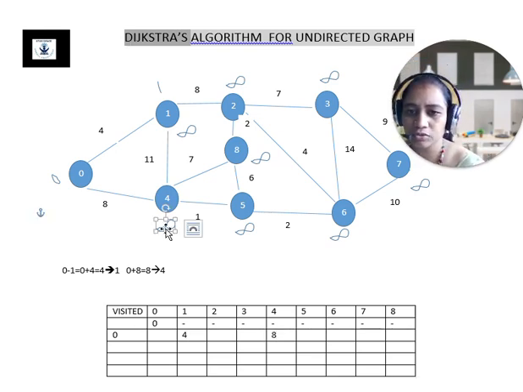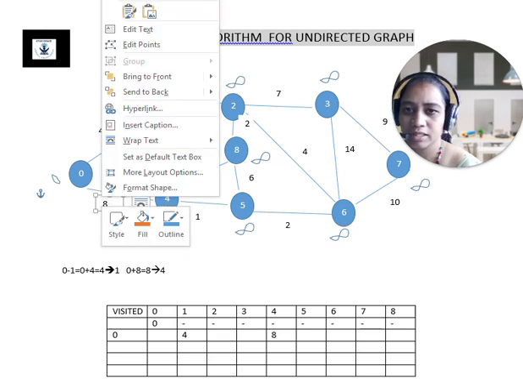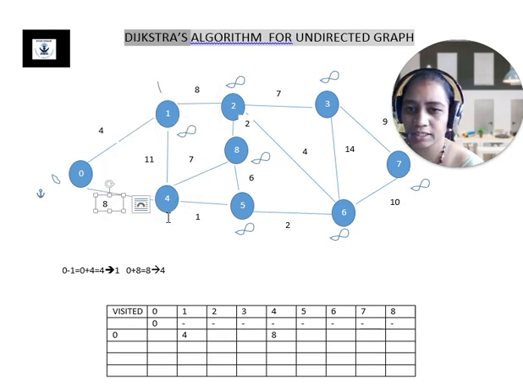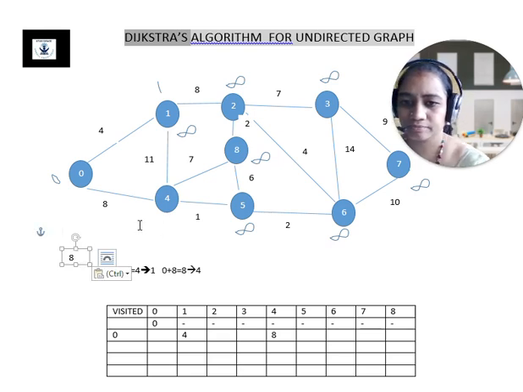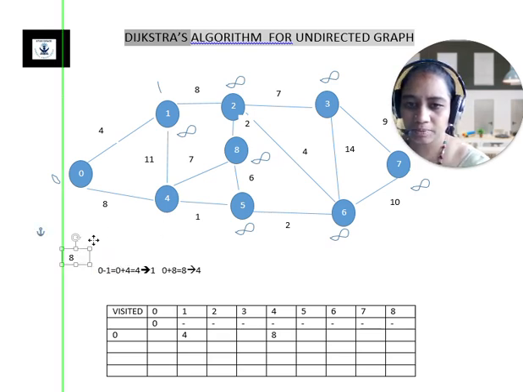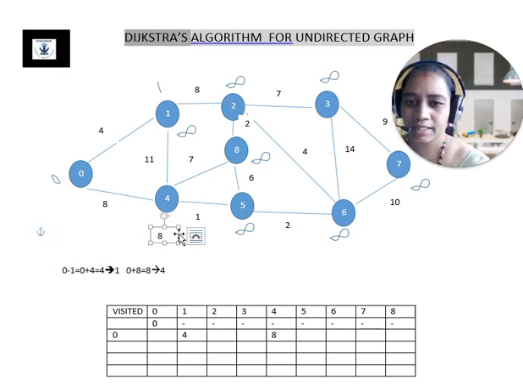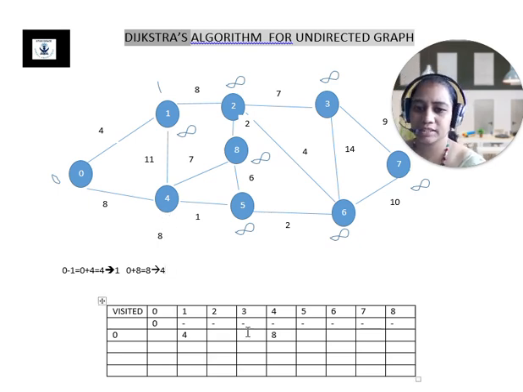Now what do I have to do? Cancel this infinity, delete this infinity. Now it is 8. We are replacing that infinity with 8. So now the value of 4 is 8.